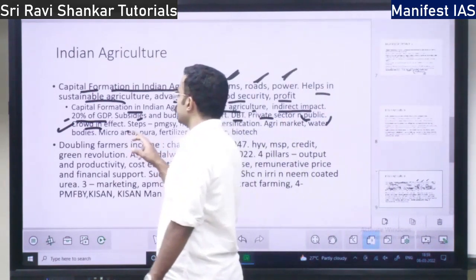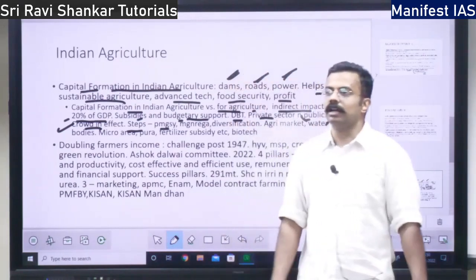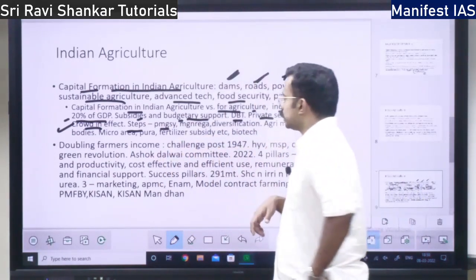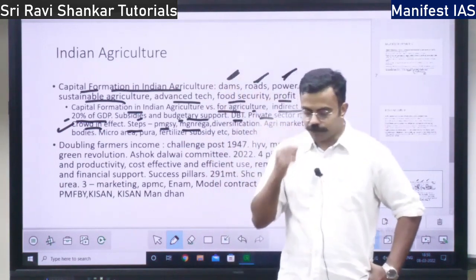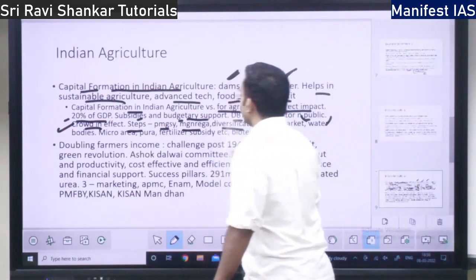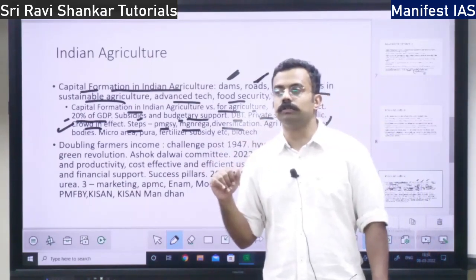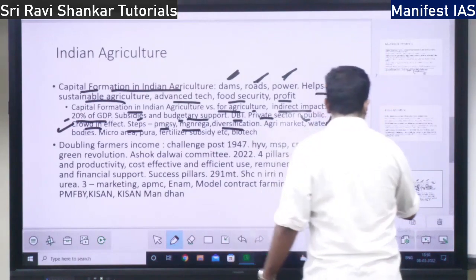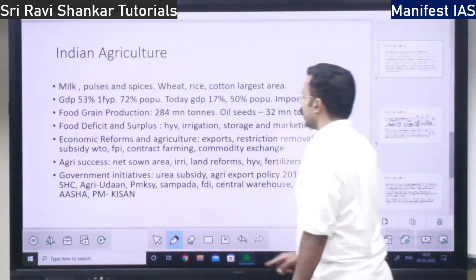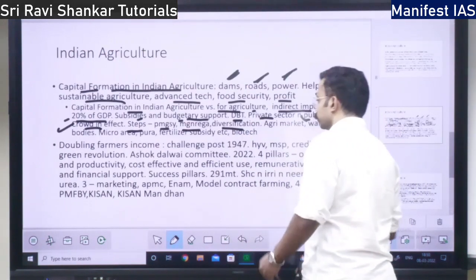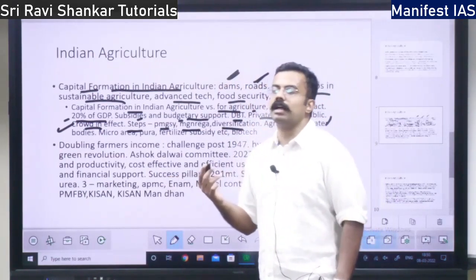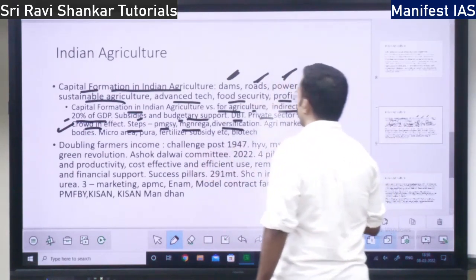Then you have steps towards capital formation. One, Prime Minister Gram Sadak Yojana. We are forming roads. Building roads under Gram Sadak Yojana will lead to capital formation. Then you have MGNREGA, off-season employment. When there is no agricultural season, employment will be given under MGNREGA, that will lead to capital formation. Then diversification, various products are grown. If we diversify the products instead of growing any single one, it will raise the profit, right? So capital formation will increase.